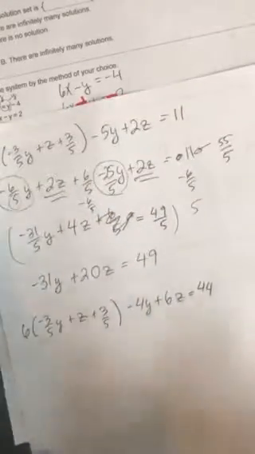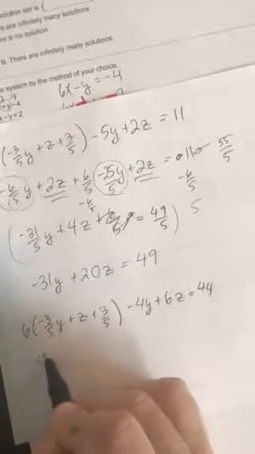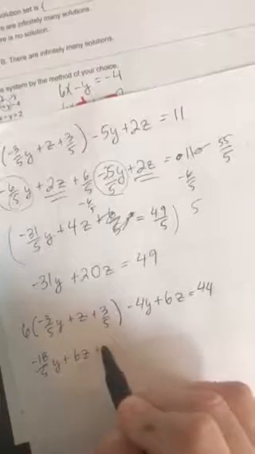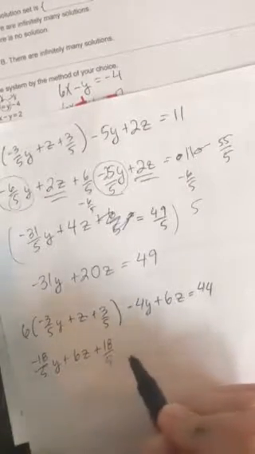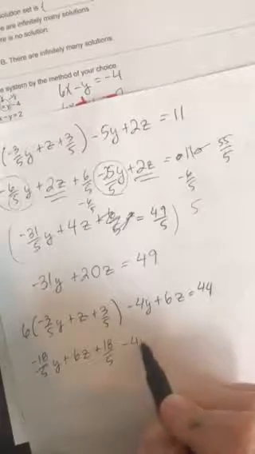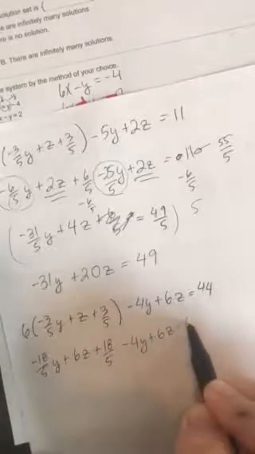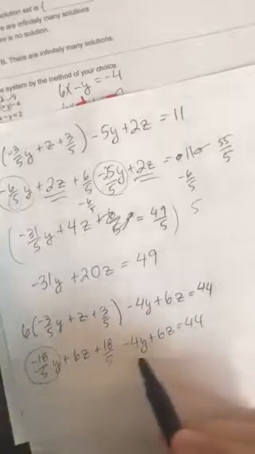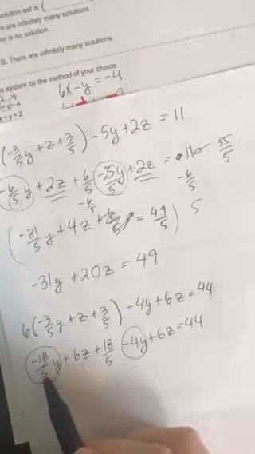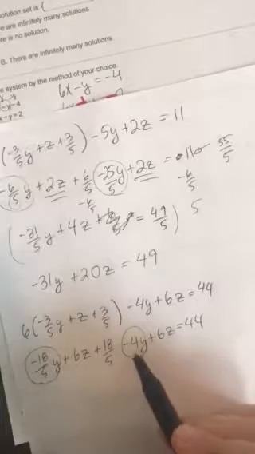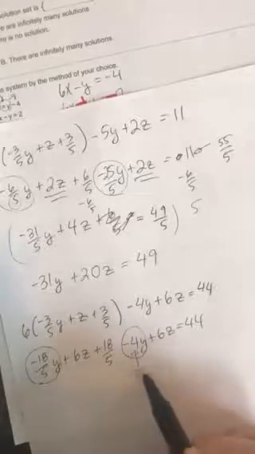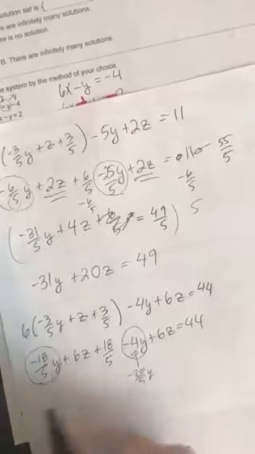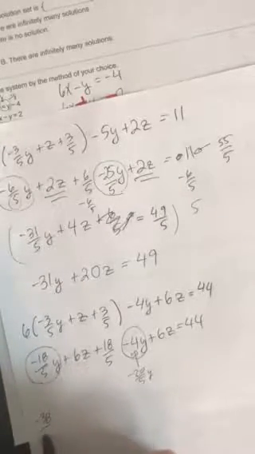Okay, so I'm going to go ahead and solve this. So I get negative 18 over 5y plus 6z plus 18 over 5 minus 4y plus 6z equals 44. Okay, so I'm going to do the same thing. I'm going to combine this y with this y, and 5 is the denominator, so I'm going to make this into negative 20 over 5y. So if I combine these two, it's going to be negative 38 over 5y.